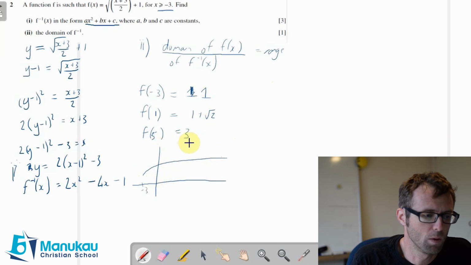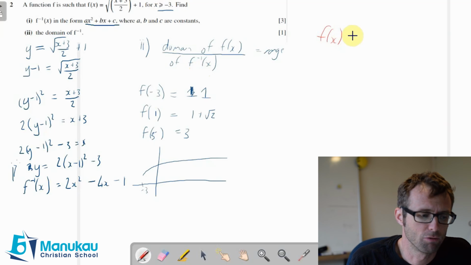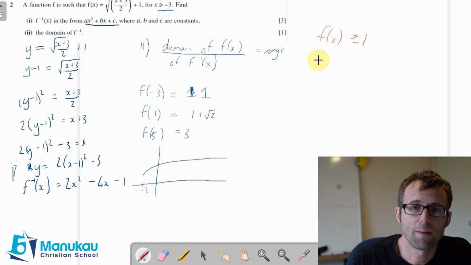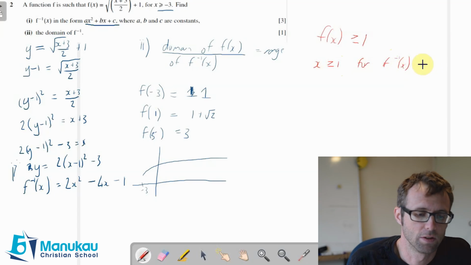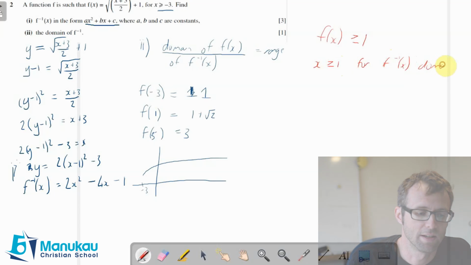So, all that to say that f of x is greater than or equal to 1. Therefore, that means our domain for our inverse must be greater than or equal to 1. So we would say x is greater than or equal to 1 for the inverse function's domain. Okay, that's how we'd write it, this bit here.